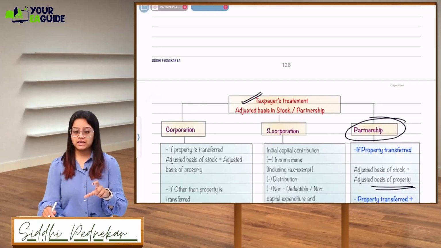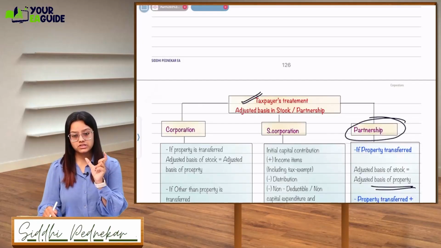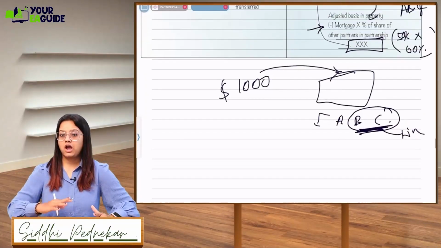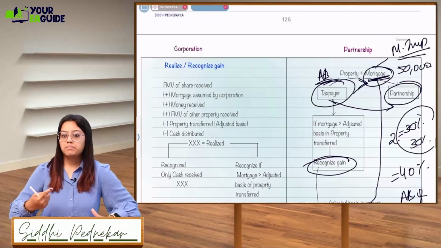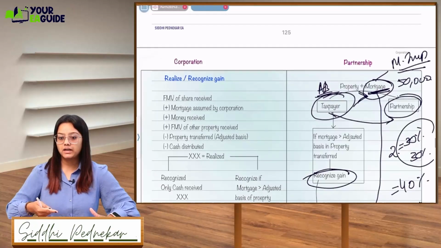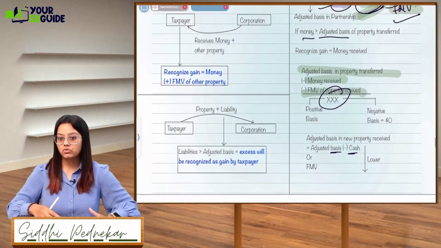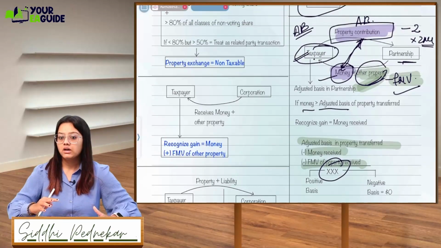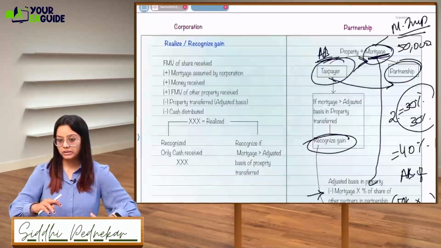If the question is asking about just the taxpayer's stock basis, then you have to calculate this. If the question is asking how much tax the partner is going to pay, then you have to take this calculation. Basically, the tax payment will come, the capital gain will be applicable only in case of the second scenario, okay?